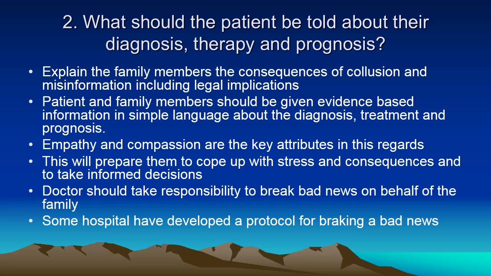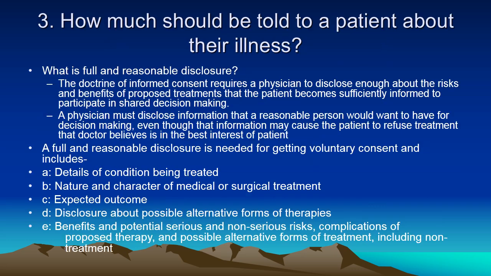Explain to the family members that the consequences of collusion and misinformation, including legal implications, will be more severe. Therefore, patient and family members should be given evidence-based information in simple language about the diagnosis, treatment, and prognosis. Empathy and compassion are critical components in this communication. This will prepare them to cope with the stress and consequences and to take informed decisions. Doctors should take responsibility to break this bad news on behalf of the family, so the doctor can actually support the family. Some hospitals have developed a protocol for breaking bad news.